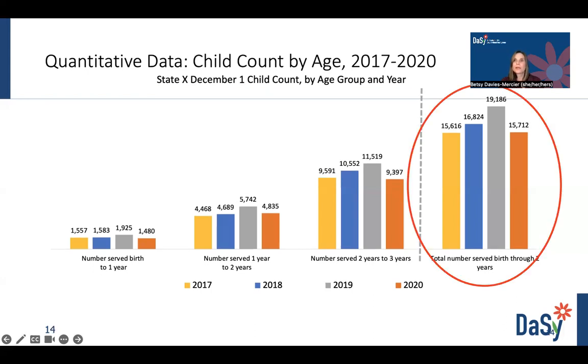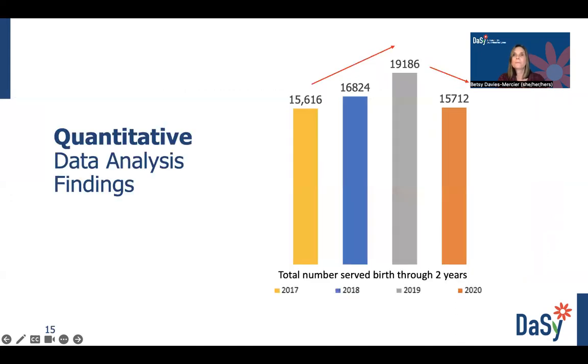For this exercise, let's focus on the bars to the right of the broken line, circled in red. These bars show the total number of all children served, birth to 3, in early intervention in 2017 through 2020. Looking at the numbers, or just at the height of the bars, we can see that the numbers of children served increased each year from 2017 to 2019, with the highest count in 2019 at 19,186 children.